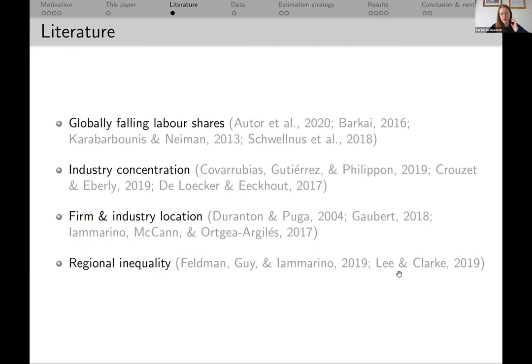Then, of course, I'm looking at the regional effects. So the main mechanism is just the location of firms and industries, and how perhaps more dominant firms locate in certain regions, but also how a location within a region might contribute to firm growth and dominance. And ultimately, this is all related to regional inequality and how these labor shares then affect regional incomes and inequality.